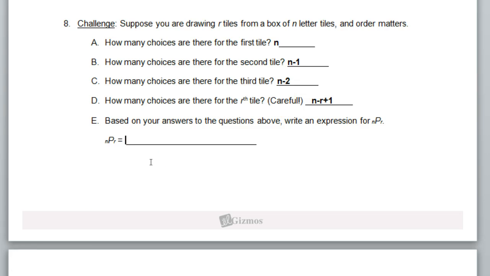So now let's write our expression for this. n arrange r. Well, we are going to start with n, and then we're going to multiply it by n minus 1, and in turn multiply that by n minus 2, and we're going to continue on with this multiplication series by finishing off with n subtract r plus 1. So this is our general expression for n arrange r.